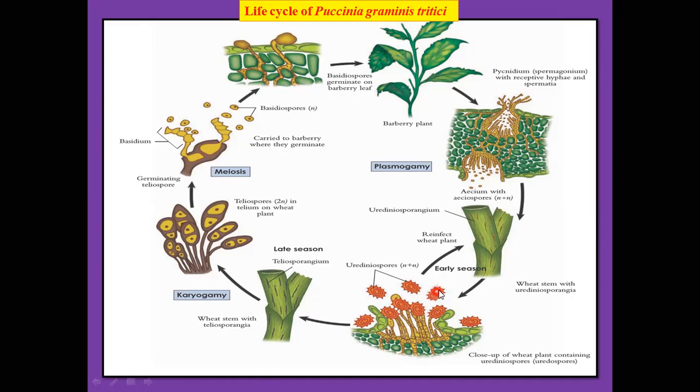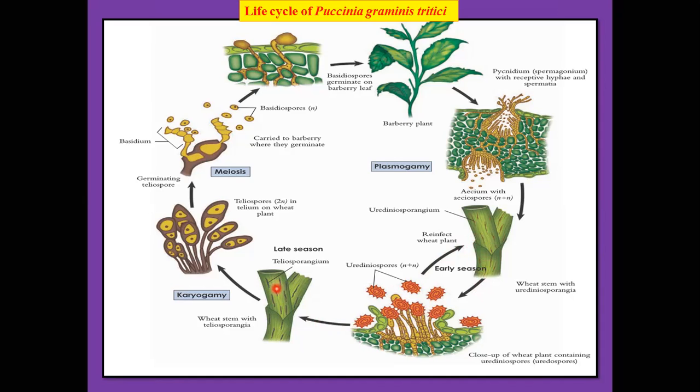Okay, so these uredospores are liberated from these uredopustules and land on the same plant or other healthy plants. So in this way secondary infection generally takes place through these uredospores with the help of air currents. Okay, so these uredopustules become mature and develop a black color. So this black color means formation of the teliopustules.